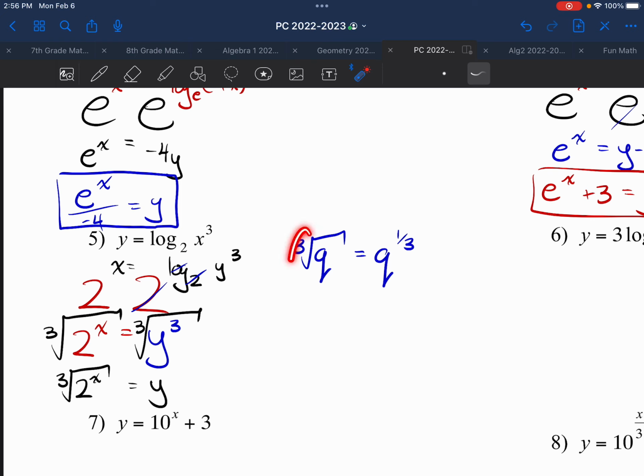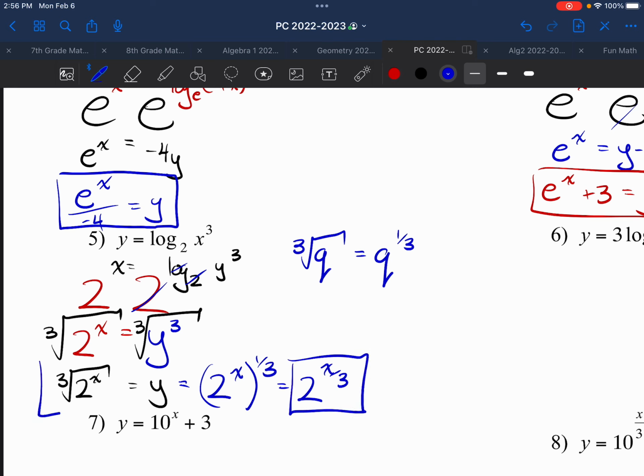You can treat a root as an exponential, or as an exponent, I should say. So I can also write this as 2 to the power of x to the power of 1/3, because this power of 1/3 is the same thing as a cube root. And then I can multiply these together, and I can say that this is going to be 2 to the power of x over 3, which is also an answer. Both of these are final answers.